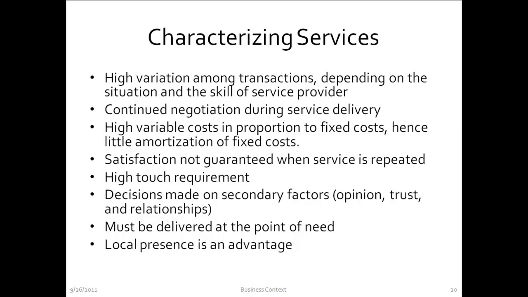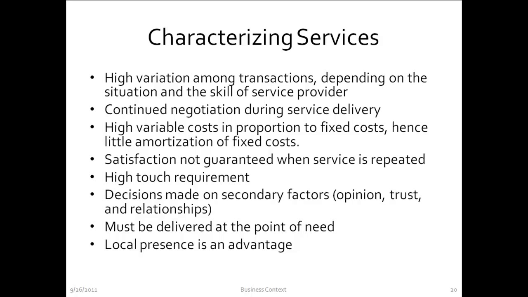Fourthly, satisfaction is not guaranteed even when the service might be repeated in an identical manner. The acceptance of a service, the satisfaction with the service, depends on many things beyond just the delivery of the service. There is a high requirement of a personal touch when a service is delivered. Also, many decisions, such as who to get a service from or whether someone was satisfied by the service, are made on secondary factors, on things like opinion and trust and relationships.